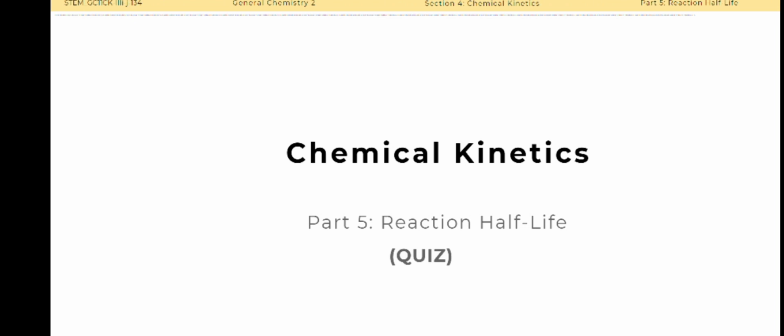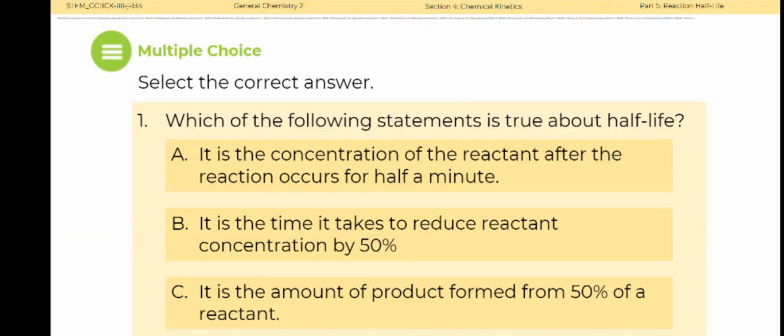Welcome to the General Chemistry 2 class. This quiz is about the reaction half-life. Let's begin. Select the correct answer. Question number 1. Which of the following statements is true about half-life?